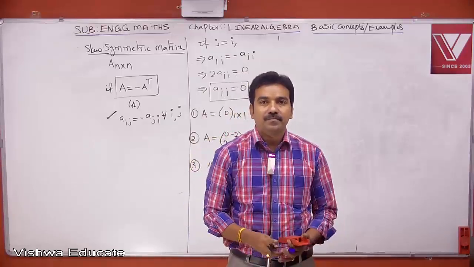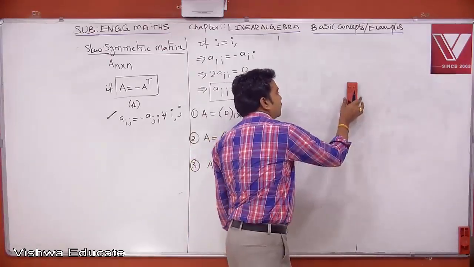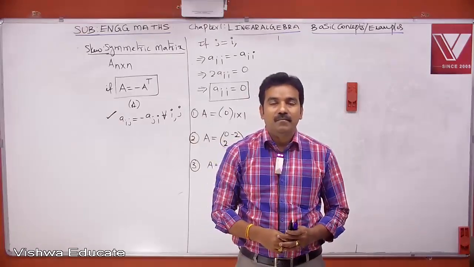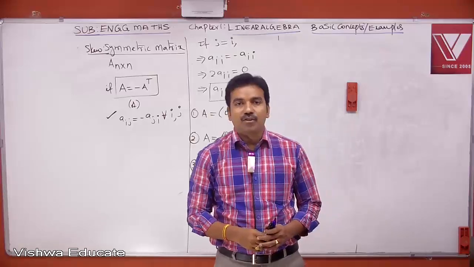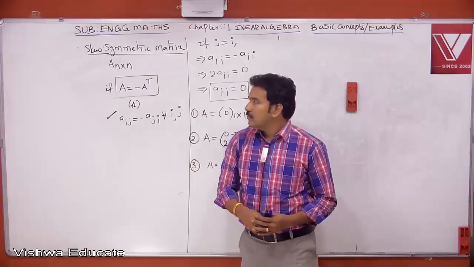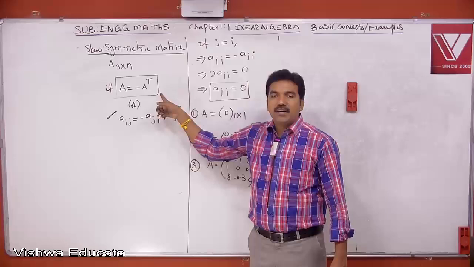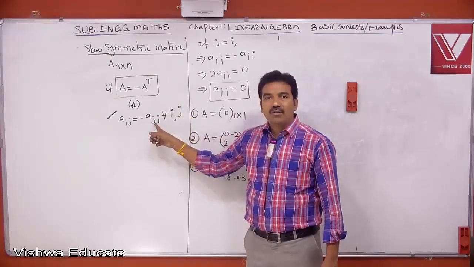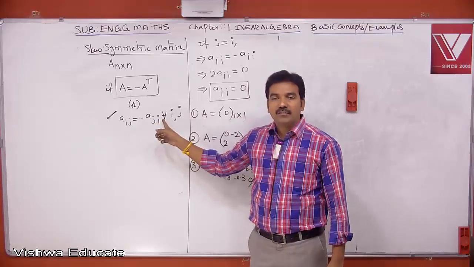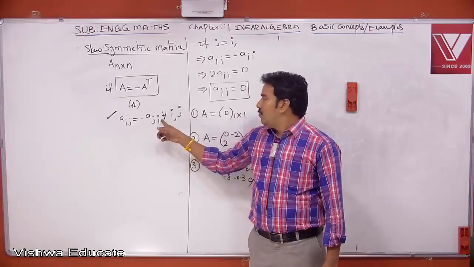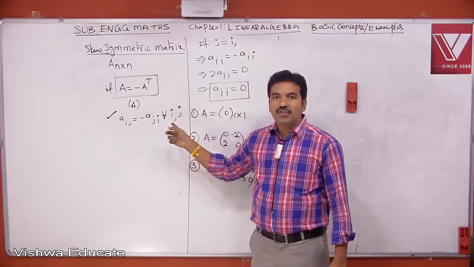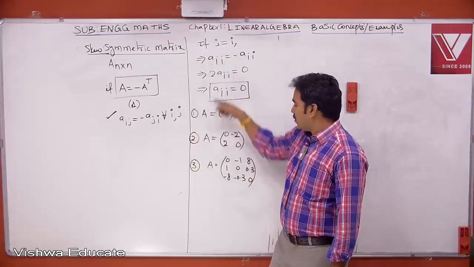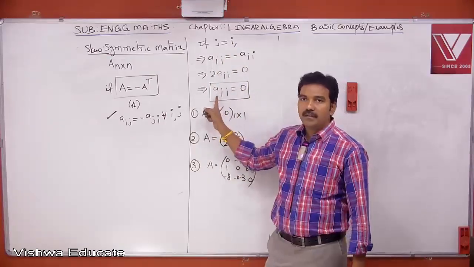Write the definition first. A square matrix A is said to be skew symmetric if A equal to minus A transpose, or aij equal to minus aji for all i comma j. Let's continue these lines till this point.